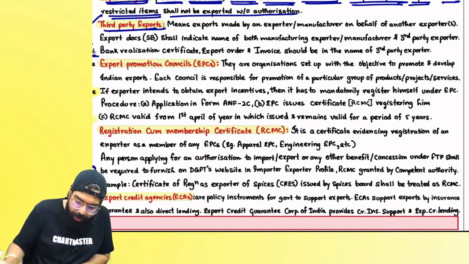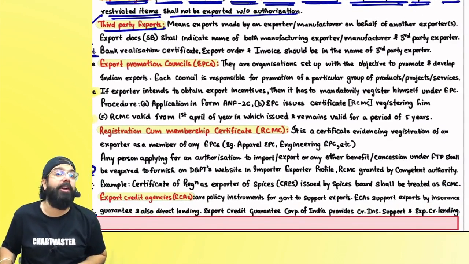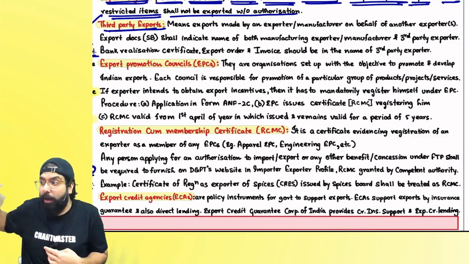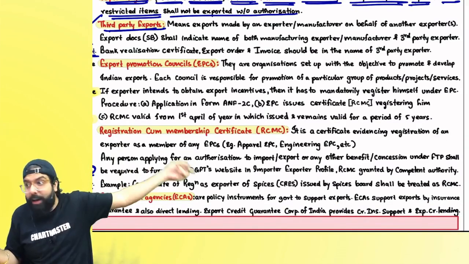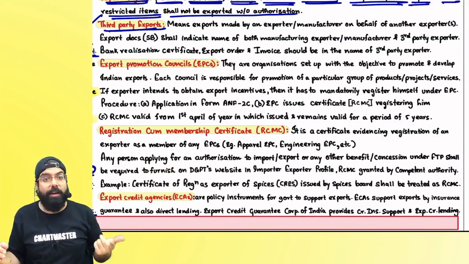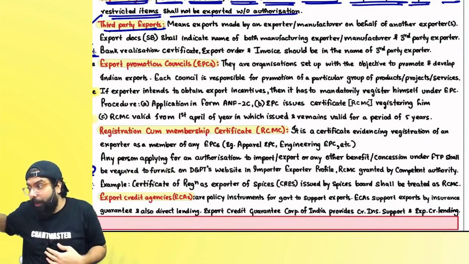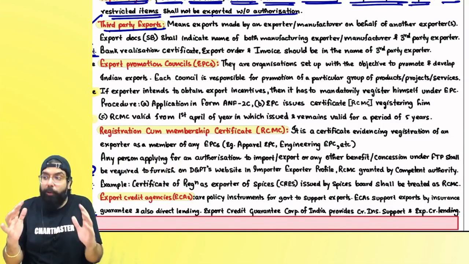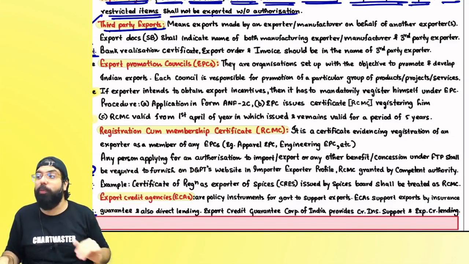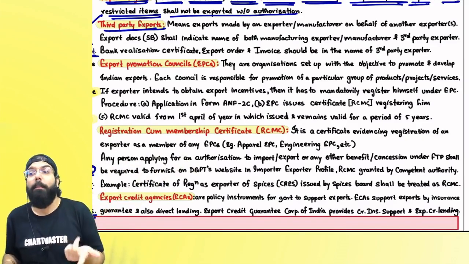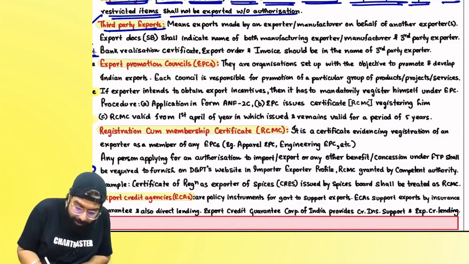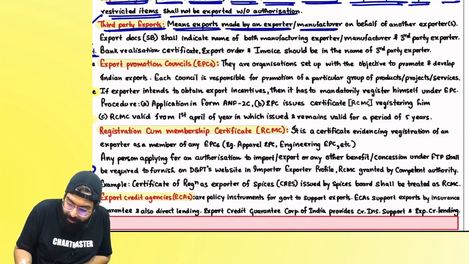Third party export. What do you mean by third party export? Do you remember merchant exporters? They will buy from third parties, put it in a container and export. Do you remember merchant exporters who will buy from all the people who are manufacturers and they will put it in a container and export outside India? Those people are known as what? Merchant exporter.